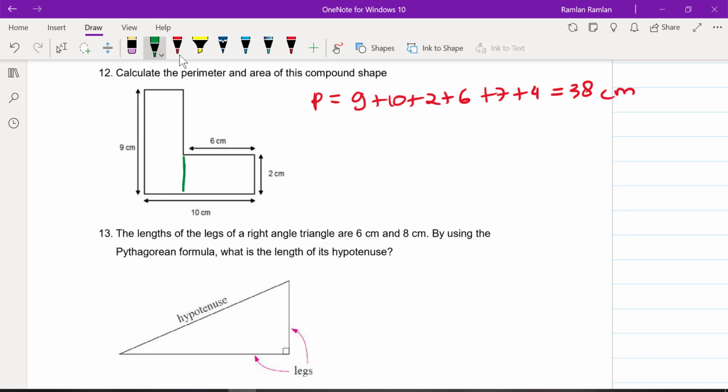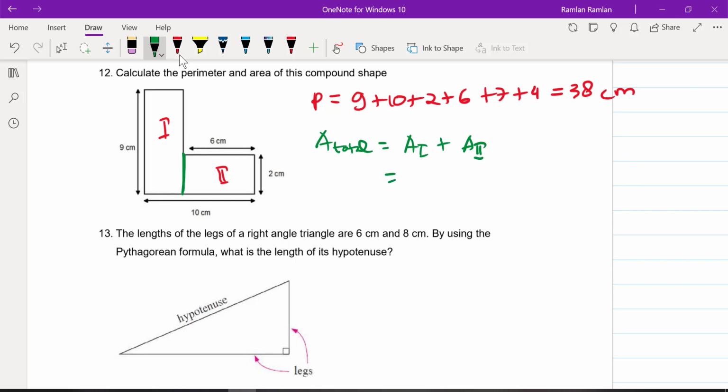I'm going to split this into two basic shapes. The first shape is a rectangle, the second shape is also a rectangle. I'm going to calculate the area of this one, and then add them together. So the total area will be area number 1 plus area number 2.